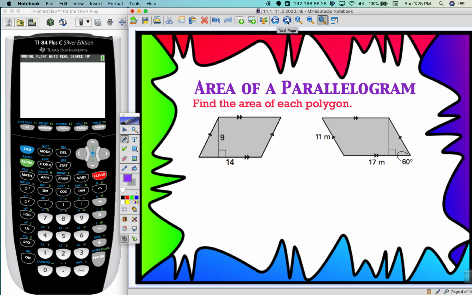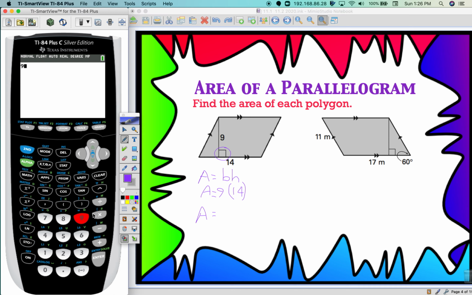So let's try a couple easy examples. First one, find the area of this parallelogram. Something like this, it's as easy as base times height. And again, that's the key to it. So they just give us both of them. 9 times 14 is all you've got to do. There you go, 126 square units.